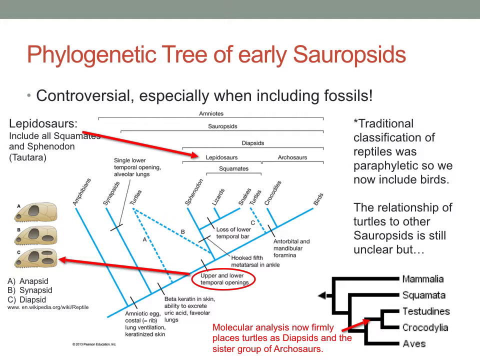So turtles are amniotes, they're sauropsids, they're now firmly in the diapsid category. We're not sure if they're archosaurs or not, but we're getting close to knowing that. The next lectures are going to focus on lizards and snakes, and those are known as squamates.